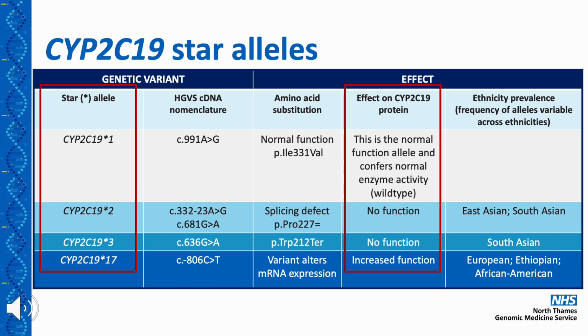Note that some of these are more prevalent in certain ethnic groups, illustrating how CYP2C19, like other CYP450 enzymes, varies across geographical regions, both within and between biogeographical populations.